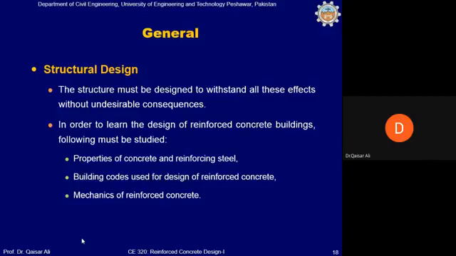Okay, and to design the member against all these effects, the magnitude of these effects must be determined. And once the magnitude is determined, then the reinforcement in the form of longitudinal bars, lateral ties and stirrups will be calculated, and the size of the member will be fixed to design the member. In order to learn the design of reinforced concrete buildings, the following topics must be understood. Number one, properties of concrete and reinforcing steel. Then the building codes used for the design of reinforced concrete, and mechanics of reinforced concrete. These three topics must be understood very well to understand the concept of the design of reinforced concrete buildings.